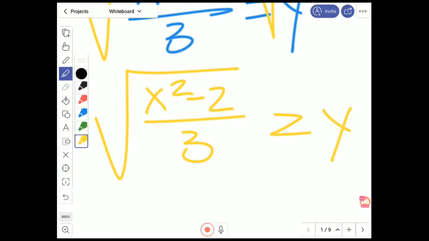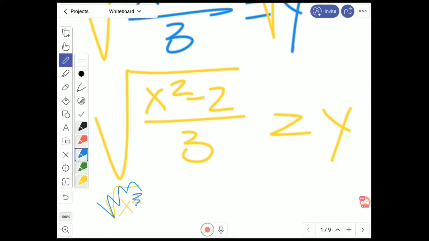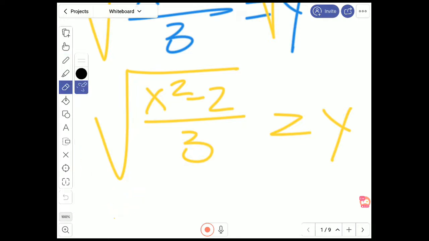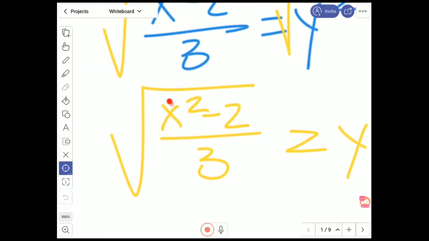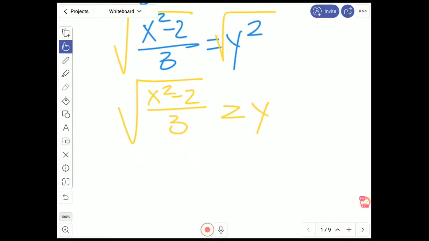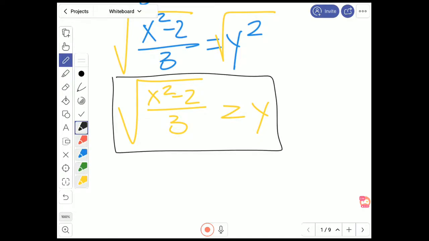If I had just the square root of x squared, then yes, the square root and the square would cancel each other out, but I don't. I have the square root of x squared minus 2, and all of that also divided by 3, so it's not going to cancel out. So this would be my equation for my inverse: the square root of x squared minus 2 divided by 3.